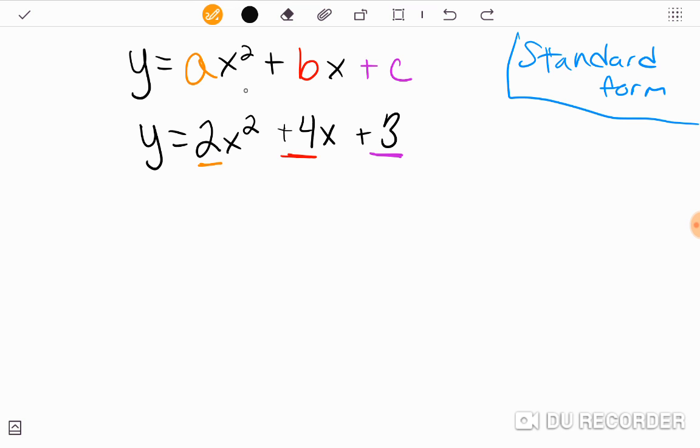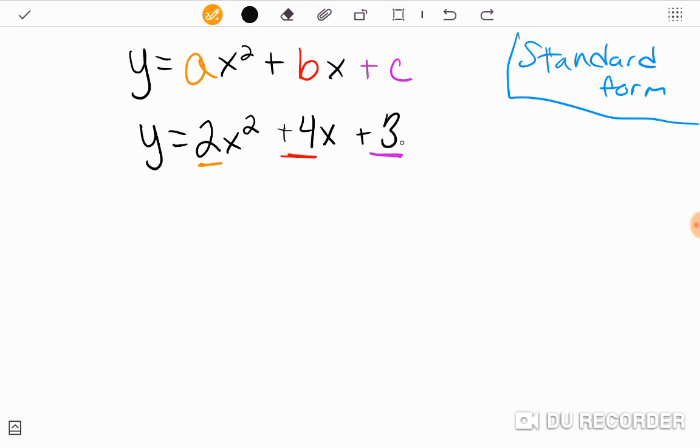So standard form, as you can see, what I did here is I put the equation, the formula for what standard form is. So we have y equals ax squared plus bx plus c. And I put all of our numbers, our coefficients and constant, in color, and I underlined in that same color the number that corresponds with that variable. So if I'm looking for my a, you can see that a is the coefficient in front of the x squared. The b is that 4, the coefficient in front of the x, and the 3 is the constant, that's the c of our standard form equation.